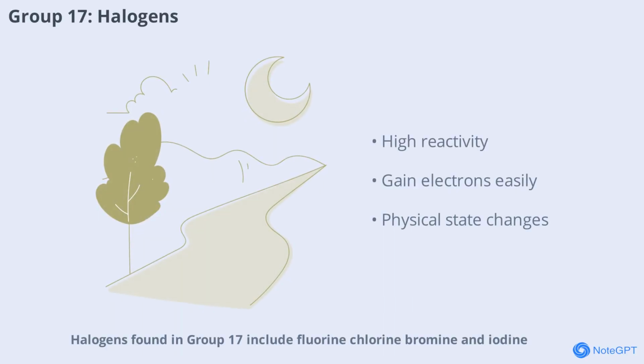Halogens, found in group 17, include fluorine, chlorine, bromine, and iodine. These nonmetals are very reactive, with reactivity decreasing down the group. Halogens have high electronegativity and electron affinity, making them eager to gain electrons.